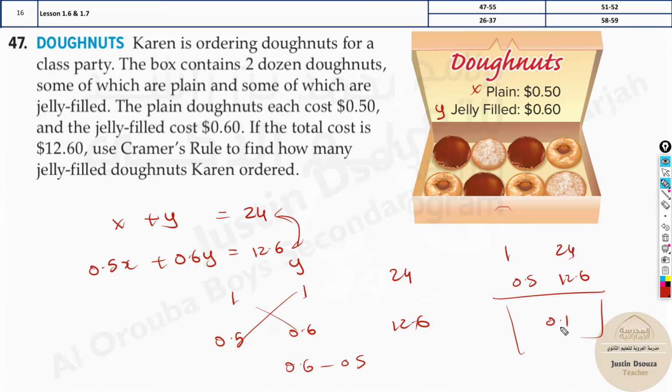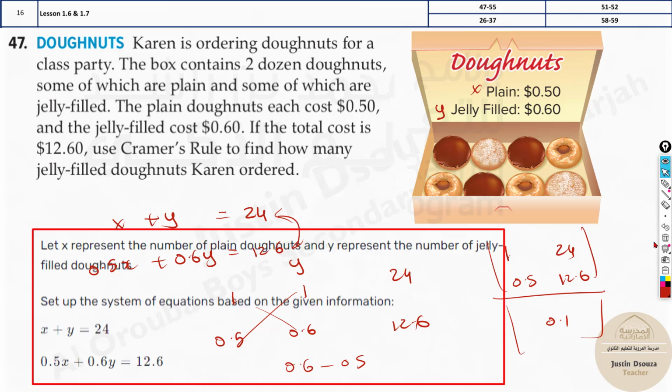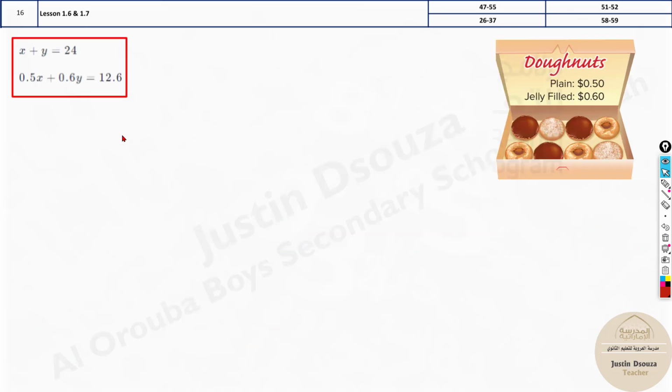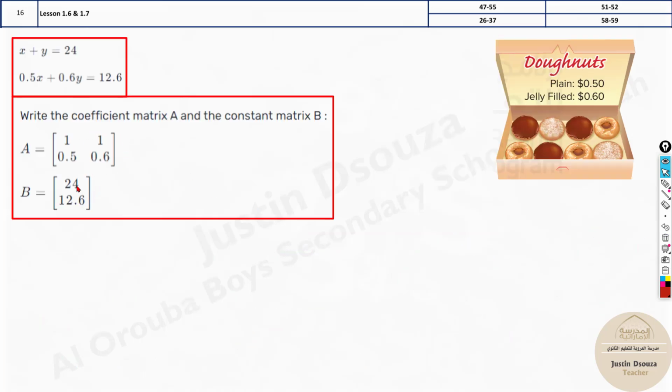So divided by 0.1, over here you need to find the determinant and easily solve it. So we will directly jump to the answer. See over here, these are the equations. X plus y is 24 and 0.5x plus 0.6y is 12.6. And then you can easily write the coefficient matrix.